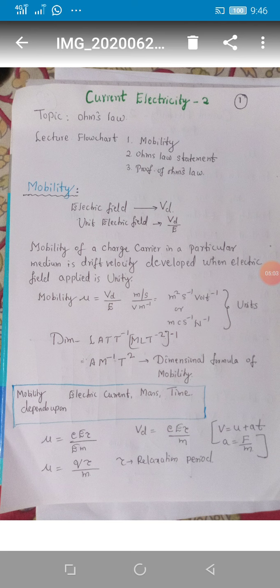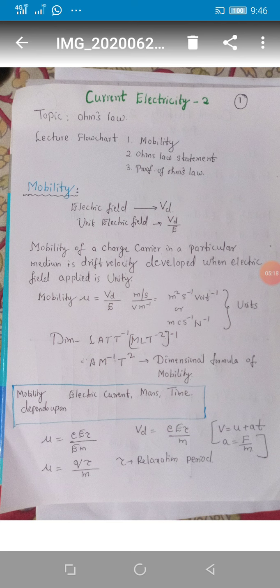MLT minus 2 raised to minus 1. So here I've got the dimensional formula of mobility, A M minus 1 T squared. Now what is the use of this dimensional formula? You can find out on what factors mobility depends. See, what are the factors? I've written it in a box.